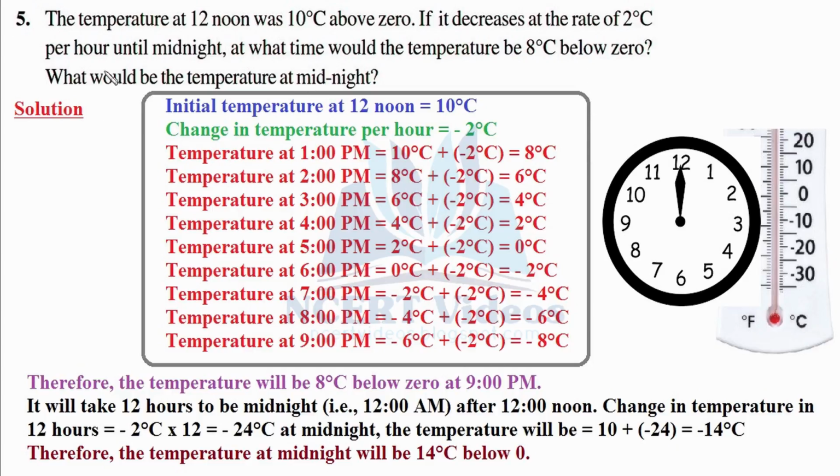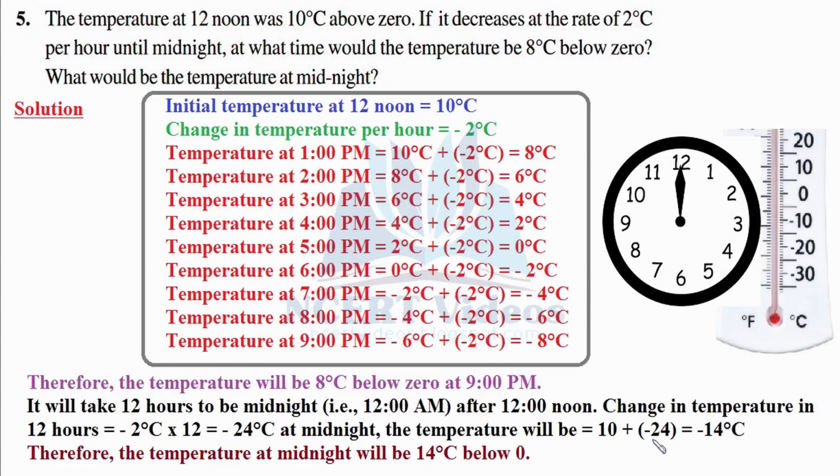So this is the first part. What would be the temperature at midnight? This means the 12 at midnight. We have done this. Now it will take 12 hours to reach midnight. Why? Because when you make a total rotation from here, this is 6 in the evening, this is 9 in the night, and 10 at night, 11 at night, and 12. So it took 12 hours. So we got to know the number of hours. The change in temperature will be 12 into minus 2, because every hour it changes 2 degrees Celsius. 12 times 2 is 24 in negative. So what we have to do now, the final temperature at midnight will be 10, the current one.